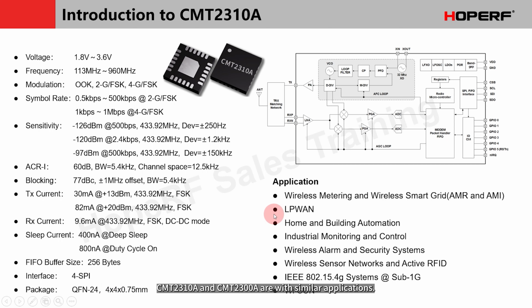CMT2310A and CMT2300A are with similar applications. It can be used in wireless smart meters, low-power wireless wide area networks, smart homes and buildings.